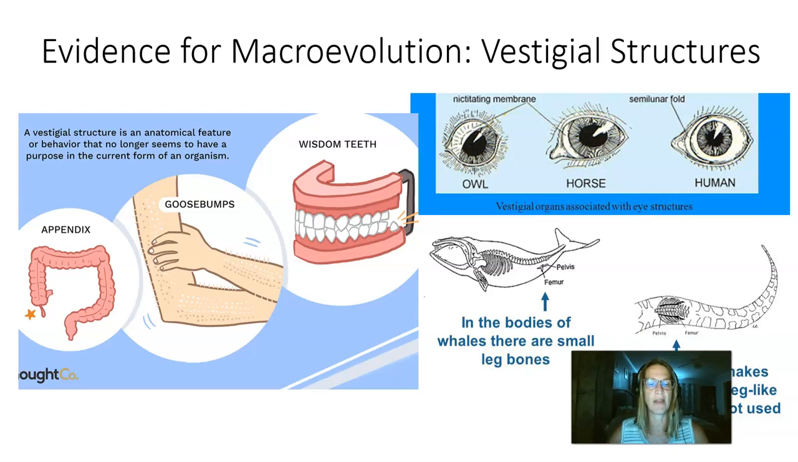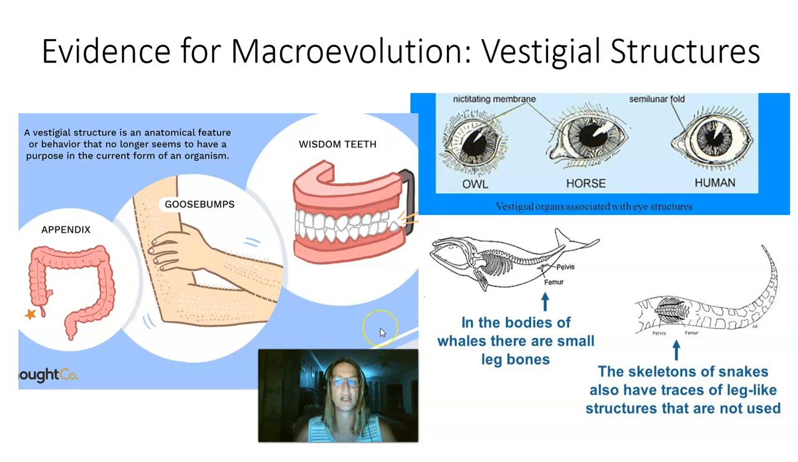Another important line of evidence for macroevolution is vestigial structures. Vestigial structures are anatomical features that don't seem to have any current purpose or relevance, but likely had significance for our ancestors. So we all have an appendix. A lot of times appendices cause us problems. We have to have them removed, and you can live without them. They don't really do anything for us.